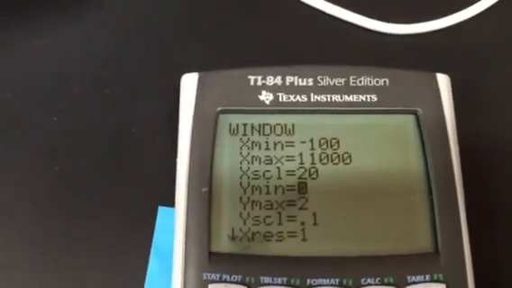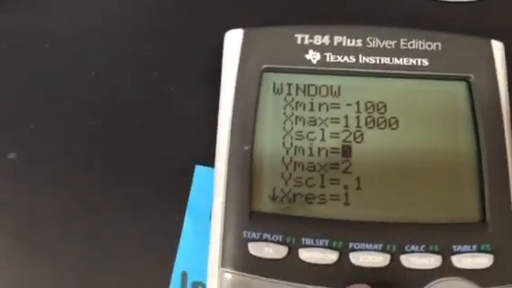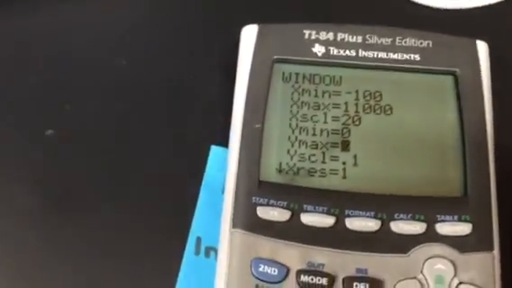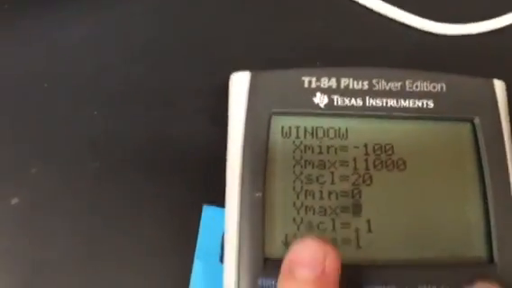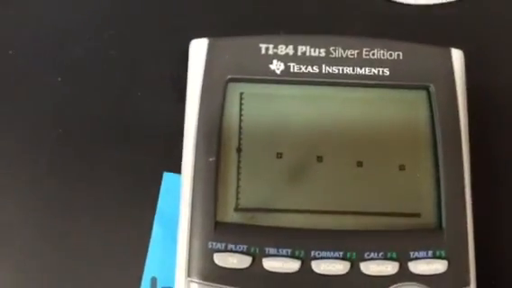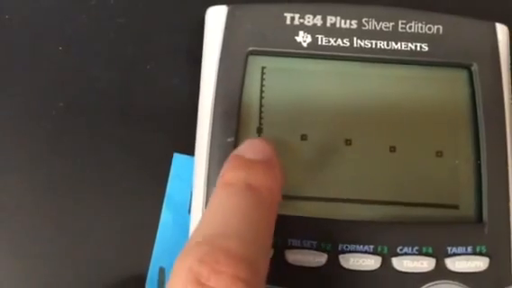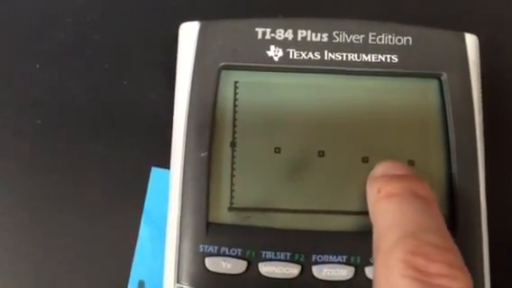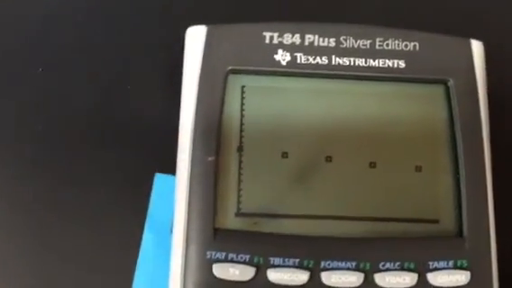Then for my y min, I look, and the minimum is 0.803. So I'm going to go down to 0, and then I'm going to go all the way up to 2, because I don't even reach 2. And then my scale is going to be 0.1. All right, so now I'm going to hit Graph. And I get that. While this might look linear at first, it actually isn't. You can see that it's kind of an exponential. It kind of levels off a little bit. So this is not linear. You'll see what linear looks like in 1 second.